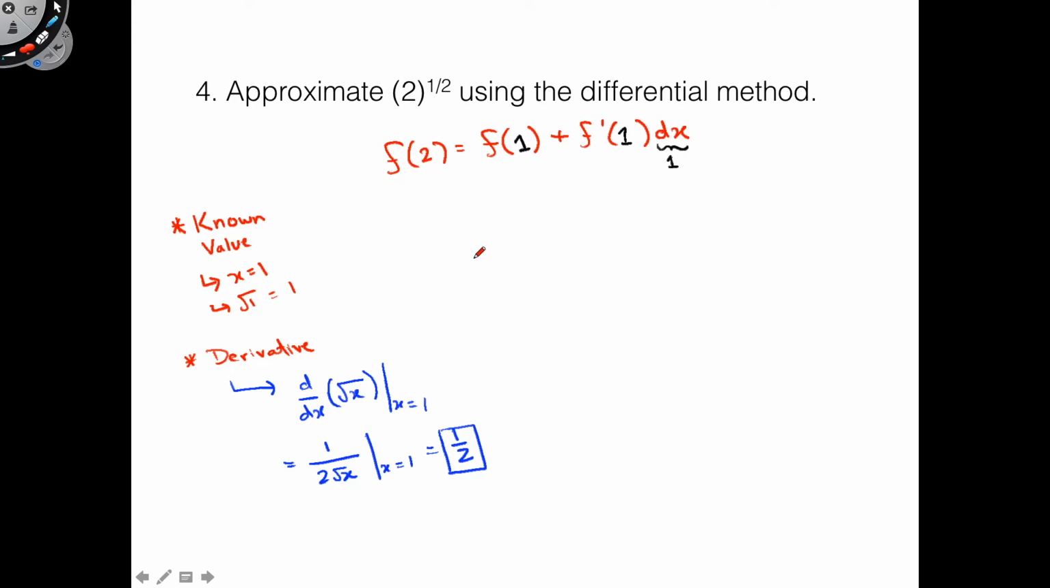So f of 2 is equal to, what's f of 1? That's just going to be 1, right? Plus f prime of 1, which is 1/2. dx is going to be 1. That's going to land up being 1.5.